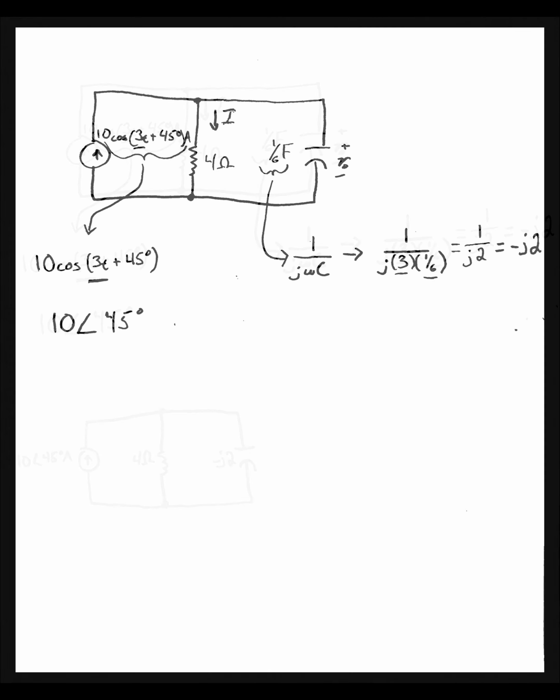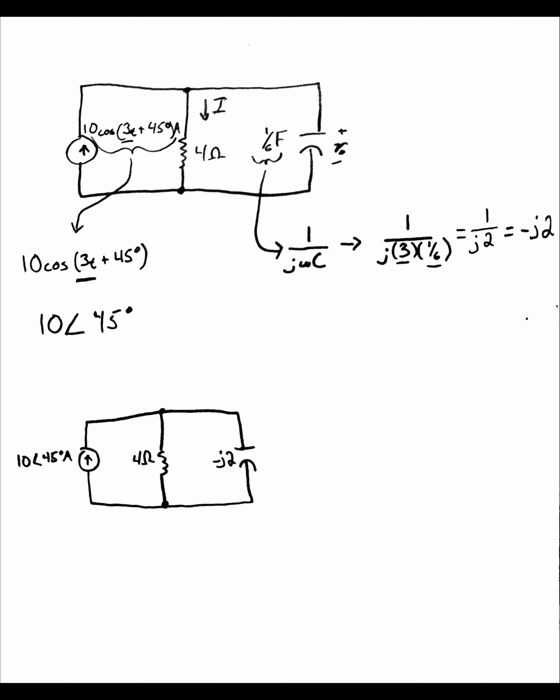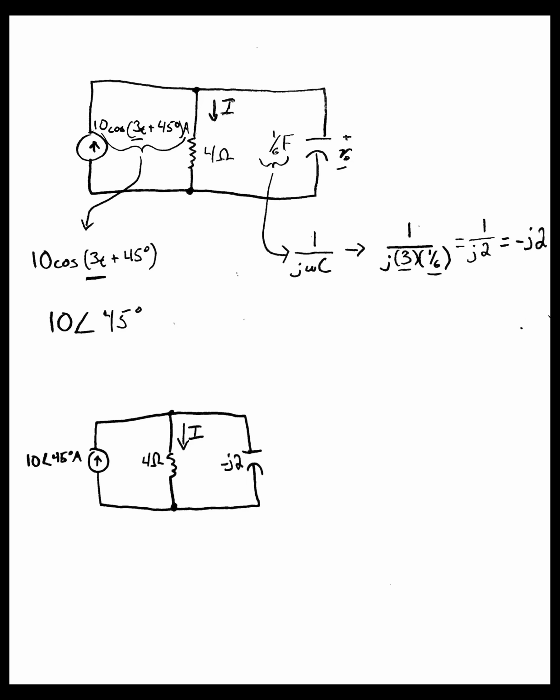So now with these two new values, I'm going to redraw the circuit using these values in place because it's going to look a little less confusing. So here we have the source of 10 at an angle of 45 degrees, 4 ohm resistance, and negative j2 capacitance. Now we can focus on what it is we need to find. And I'm going to start with current. So we need to find the current through that 4 ohm resistor.